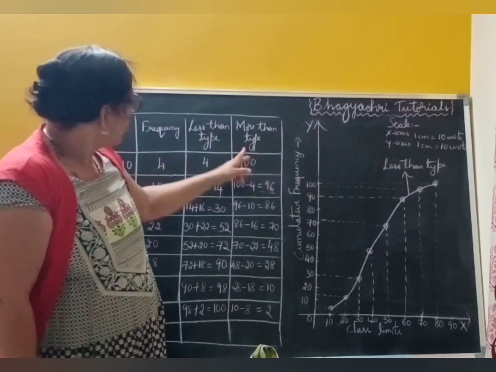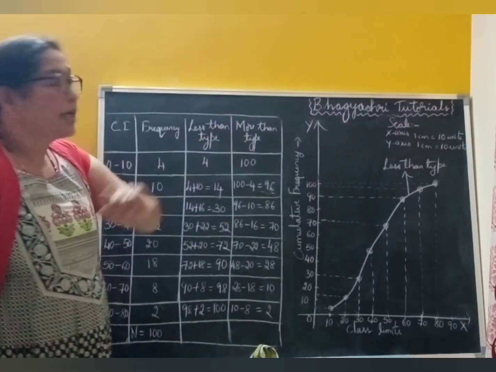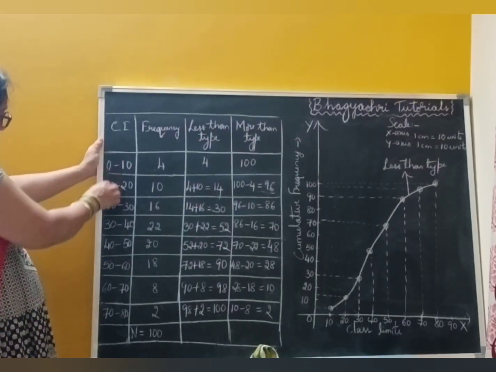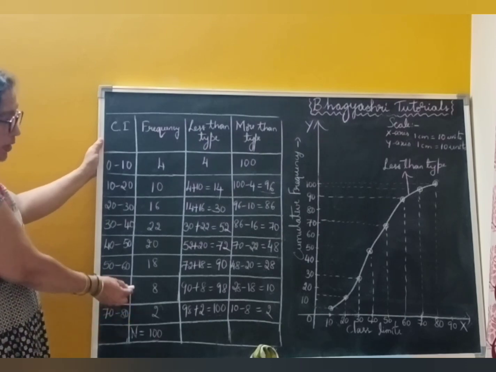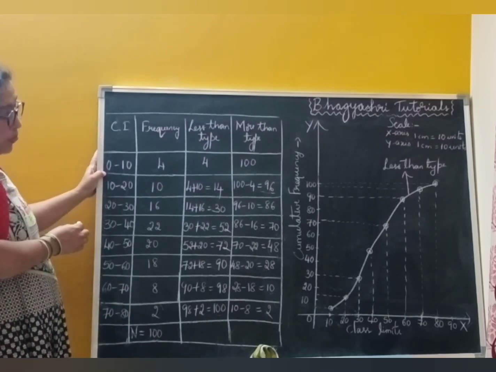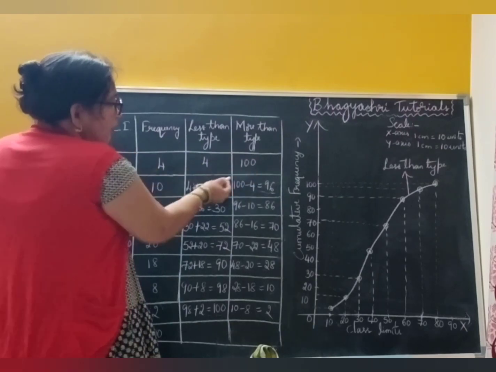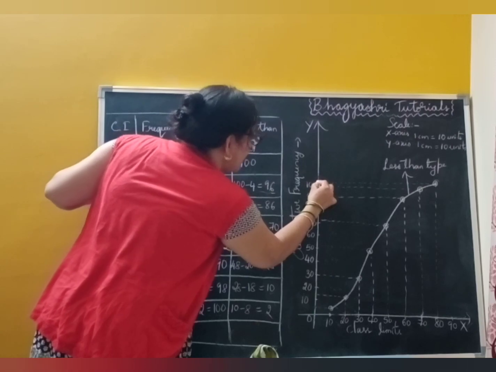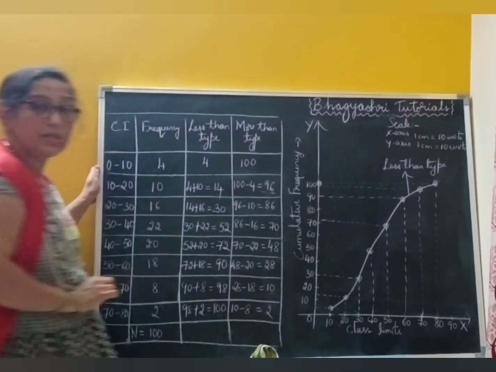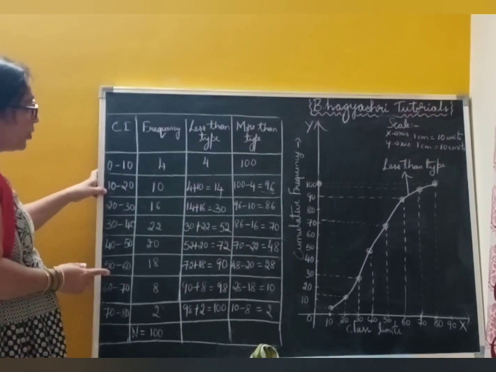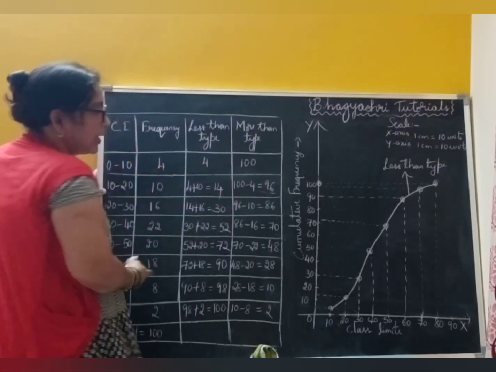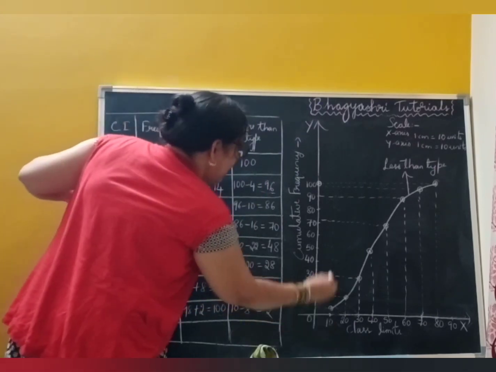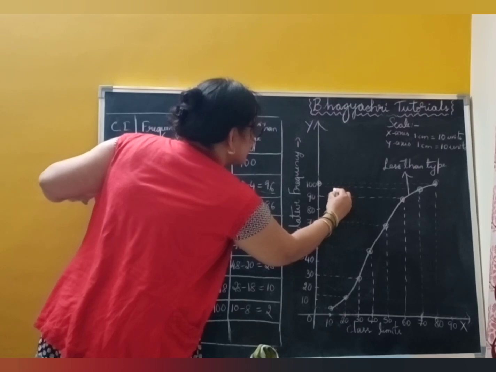Now let us learn how to draw an ogive for the more than type. Here we have to consider the lower limits 0, 10, 20, 30, 40, 50, 60, 70. For 0, what is the corresponding more than type frequency? It is 100. This is the point on the y-axis. Second one, for 10, the corresponding more than type frequency is 96.